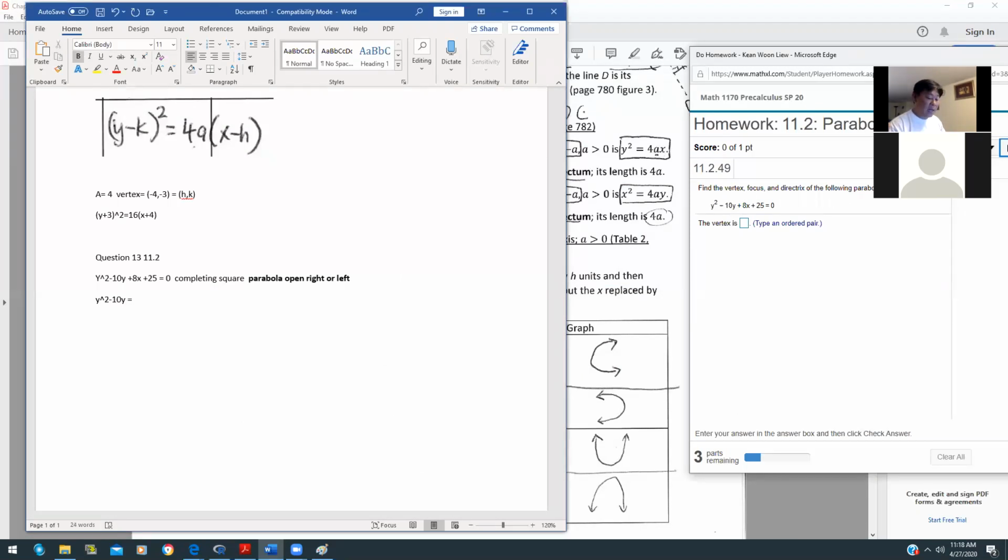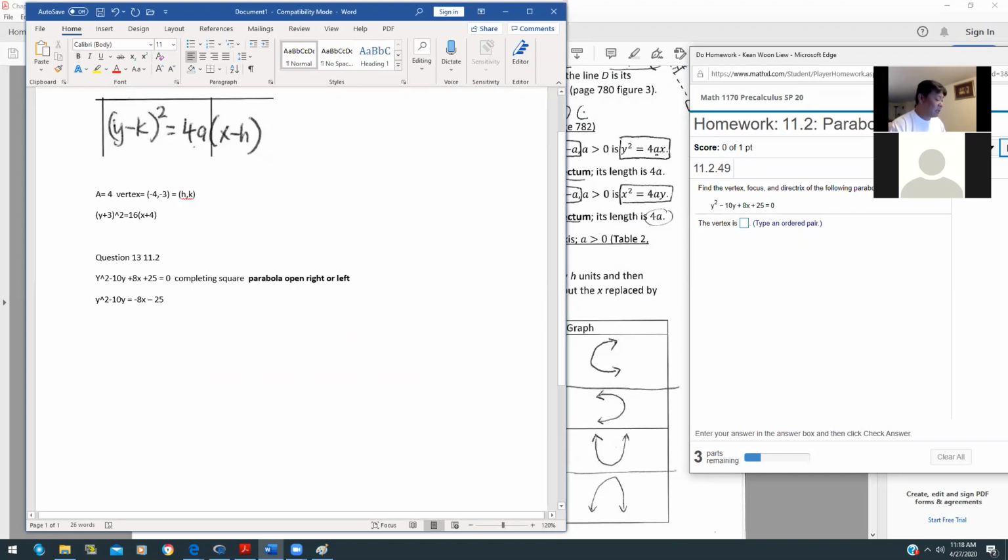And you move your 8x over that side and the 25. So you move all, you kind of separate your variables here. And then now you're completing the square. Because the y squared really has coefficient 1, that is good.